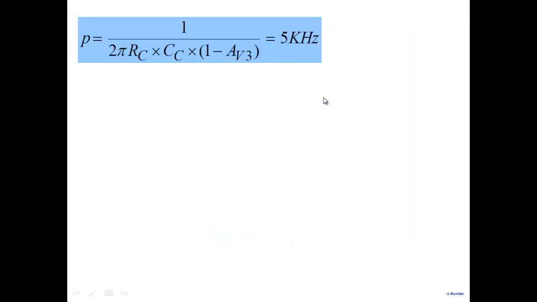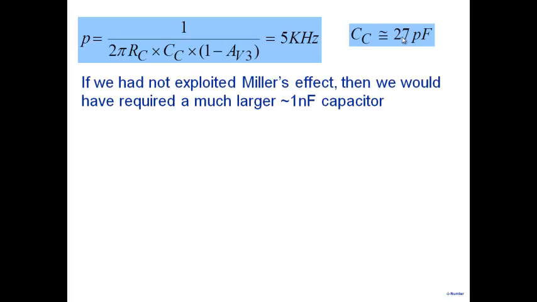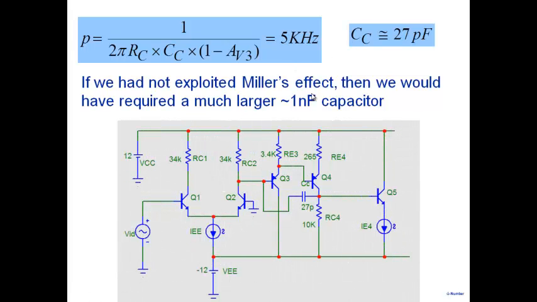Our choice was the pole at 5 kilohertz. So I plug in the values of RC and AV that we had, and from there we obtain a compensation capacitance of 27 picofarad. You can see here, if you had not used the Miller's effect, you would have required a much larger capacitance. The next thing we do is take our op-amp, and in between these two nodes, we put this 27 picofarad. So now we hope that our op-amp has become stable because the pole has been shifted to a lower frequency.